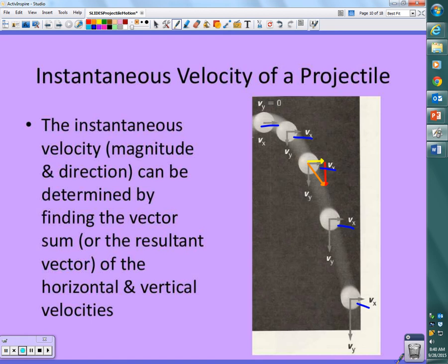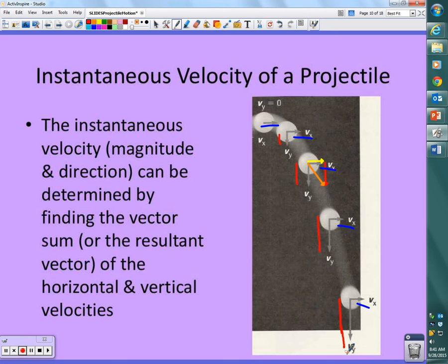But what's happening to our downward arrows? They keep getting longer and longer. I should make that one actually longer. There we go. Okay. Why? Because what's happening to its velocity in the vertical dimension? It keeps getting faster and faster. If we want to know how fast it's going at any particular moment in time, we can't look at just the horizontal velocity or just the vertical velocity. We have to look at the combination of both, right?